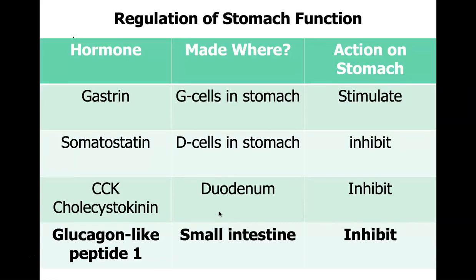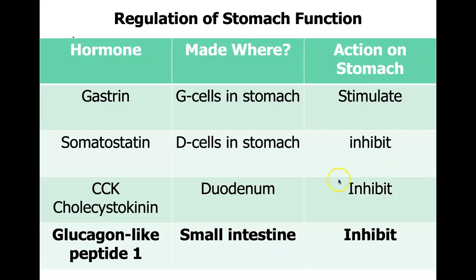Okay, so recall that we have some hormones to worry about in terms of function. These are the ones that are in the stomach, and then we're going to add a couple that come from the small intestine. Okay, so we talked about gastrin before, that is made in the G cells in the stomach. And it stimulates the stomach production, particularly acid production. Somatostatin, made in D cells of the stomach, inhibits stomach actions. Then we have 2 new hormones to think about. One is called CCK, cholecystokinin, that's made in the duodenum, and it also inhibits the stomach. And glucagon-like peptide 1, made in the small intestine, inhibits the stomach.